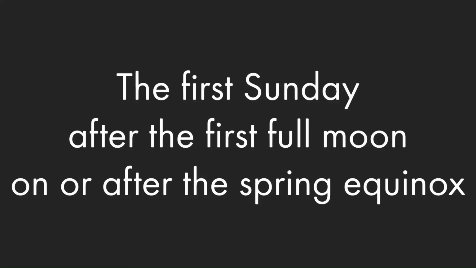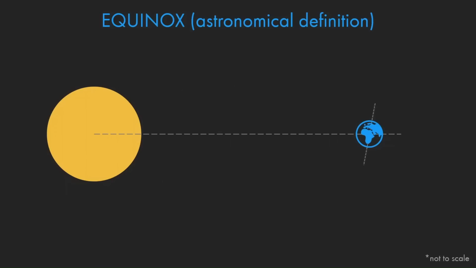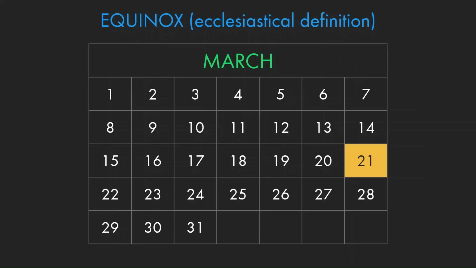The astronomical definition of equinox is the moment when the Earth's axis of rotation is directly perpendicular to the line between the Sun and the Earth. By contrast, the Christian ecclesiastical definition of equinox is the 21st of March. Why is this? Well, the answer to that goes all the way back to the Julian calendar.